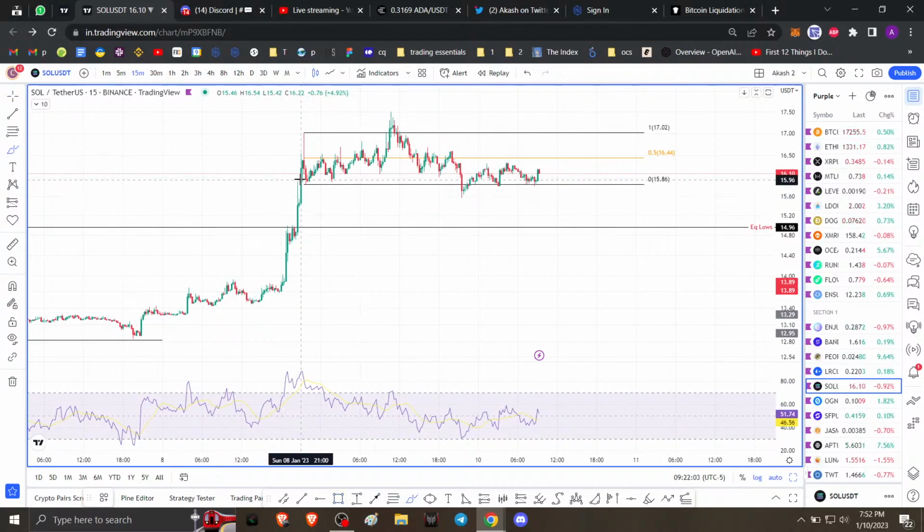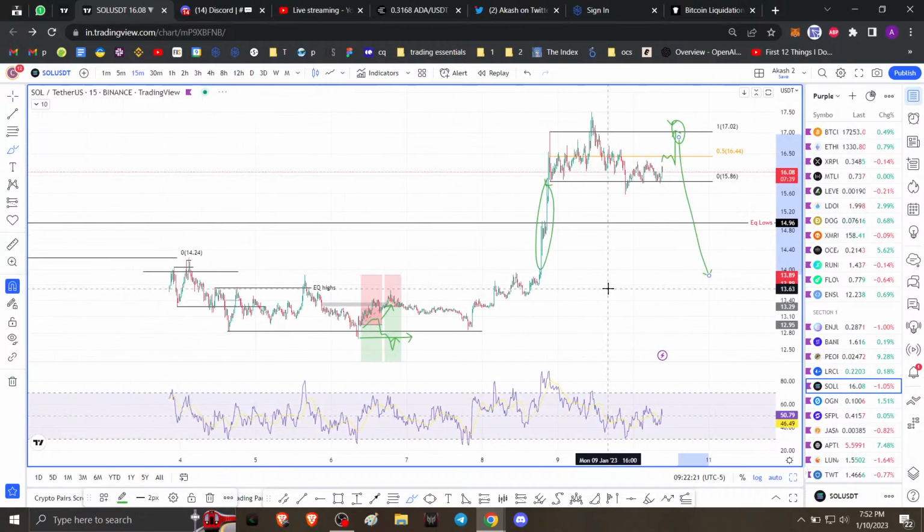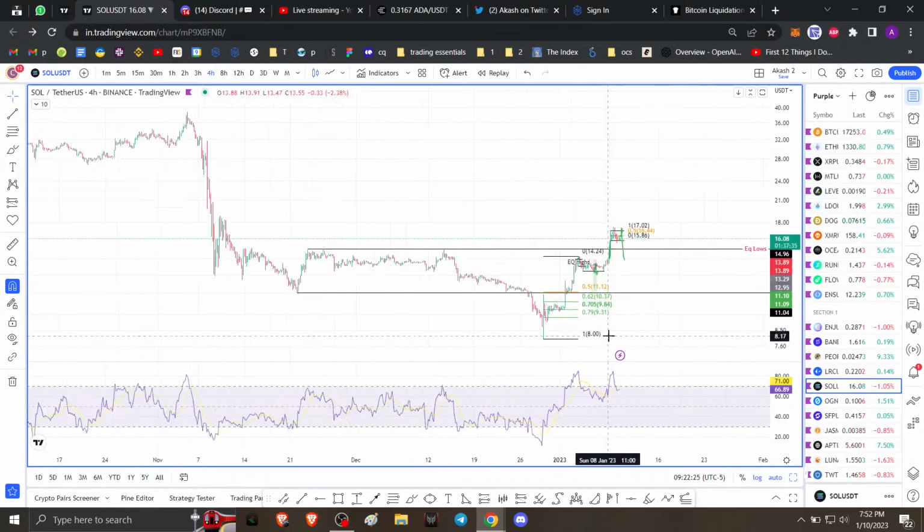Okay, clearly there's a ton of liquidity or inefficiency present here, basically extending all the way down to 13.8. So if we get another push up to this one, it's a no-brainer short position. You should open a short position here and book profit somewhere around here from a 15-minute time frame perspective. Let's see what's happening on a 4-hour time frame.